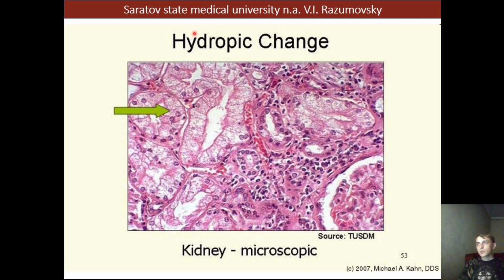In this slide we can see hydropic change in kidneys. So we talk about epithelium of tubes. You can find these empty spaces or light pink spaces in epithelial tubes. So these vacuoles will be associated with hydropic changes. Mostly it may be associated with virus infections or chemical disorders in the kidneys.